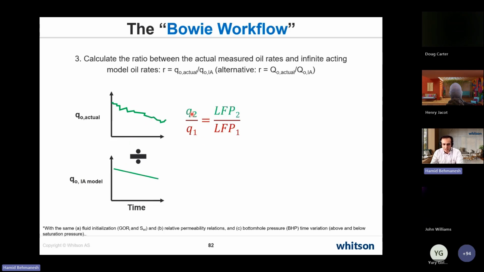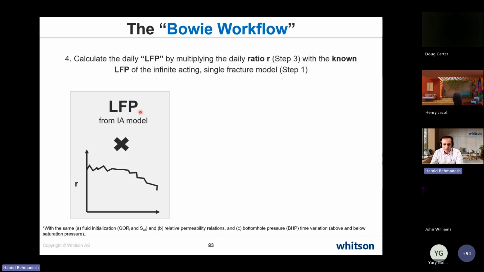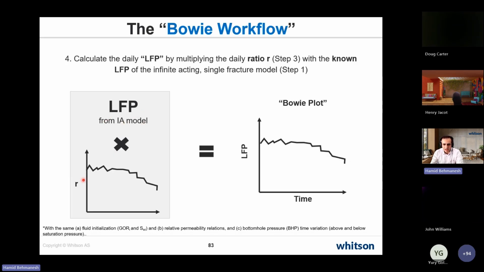So if I do this based on this equation, I'm gonna get the linear flow parameter ratio. But the good thing is that for this model, I know what linear flow parameter I plugged into the numerical simulation. So if I calculate this rate ratio and I know my linear flow parameter ratio, the next step would be simply to multiply the linear flow parameter from the infinite acting model by the ratio, and I end up getting the linear flow parameter for my well. It's very simple, huh? We're going to use numerical simulation to generate these.